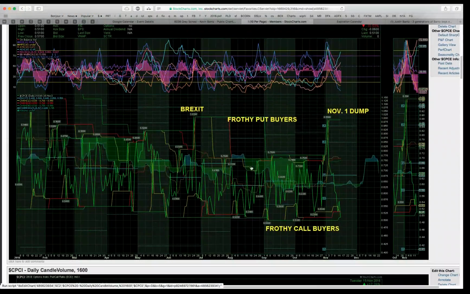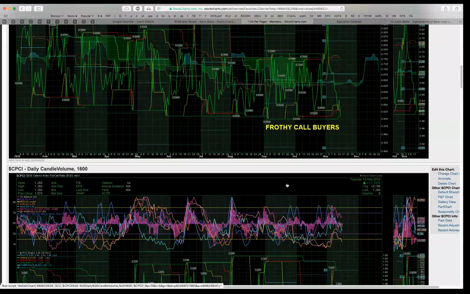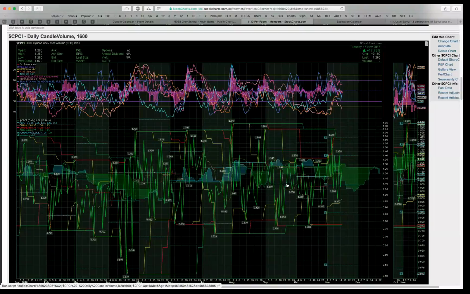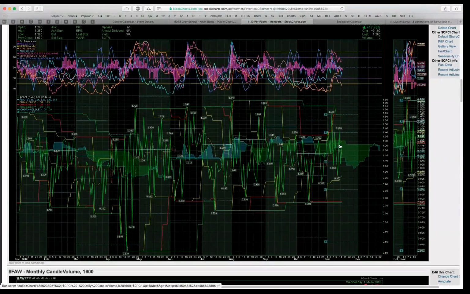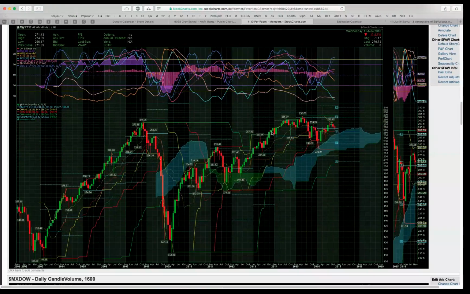Here, I wrote this down. Here's a Brexit spike. This is equity options. So this individual, Brexit, frothy put buyers, which was up here with the dump, and now on the call buyers. So that's why I'm a little apprehensive about these swings here. See what we can get with the call buyers. Index options, okay, basically stuck in the middle. This will be reset for the day.